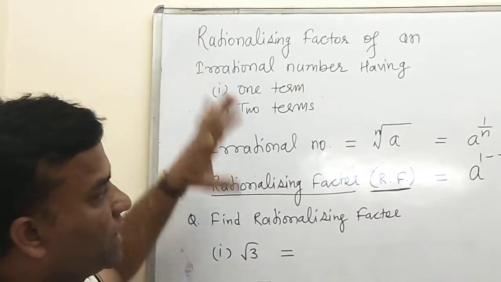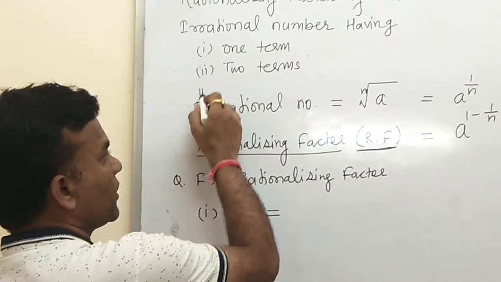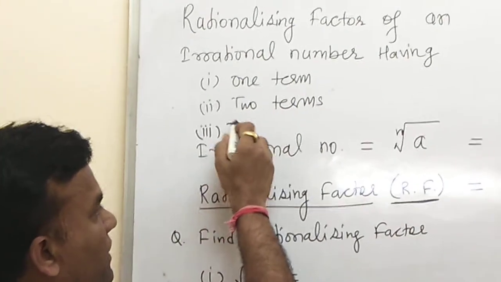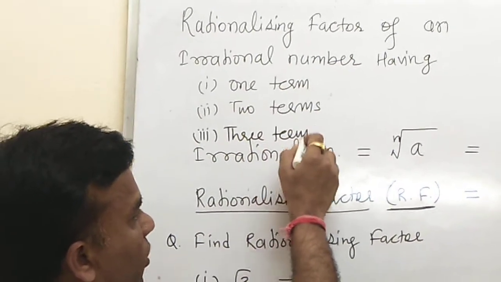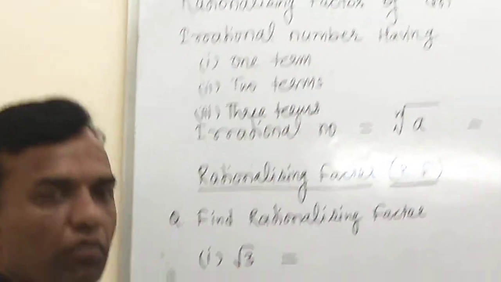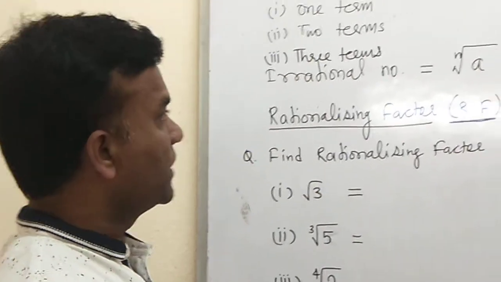There are two varieties we include here. Maybe three terms are also given. Some of the questions are related to three terms, but most of the questions are related to only one term and two terms. Some questions may have three terms.